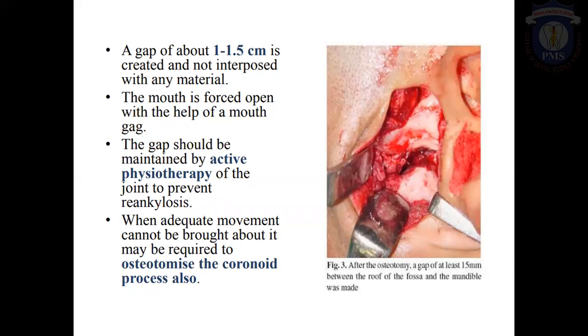The mouth is forced open with the help of a mouth gag. The gap should be maintained by active physiotherapy of the joint to prevent re-ankylosis. When adequate movement cannot be achieved, it may be required to osteotomize the coronoid process also.